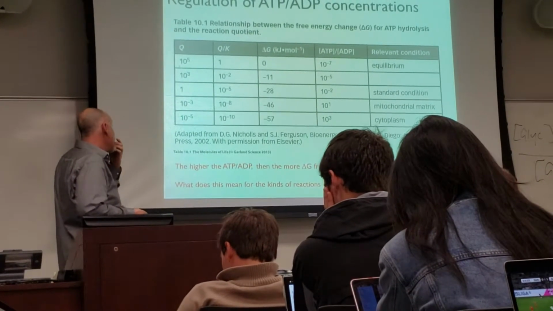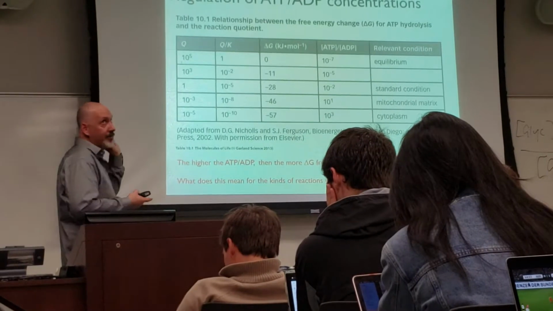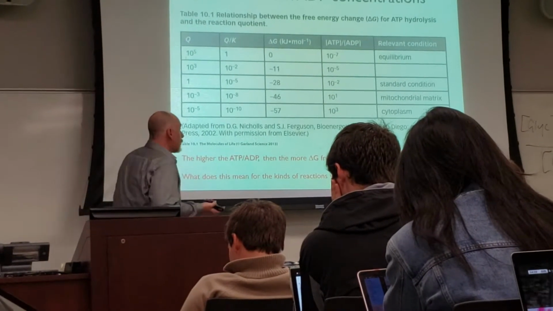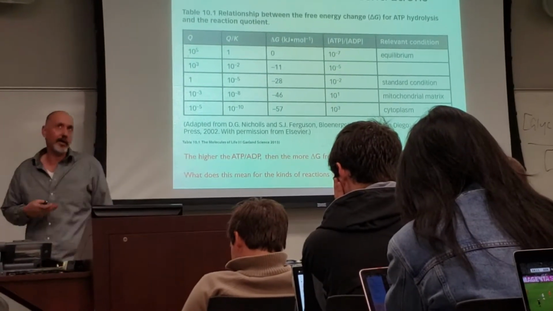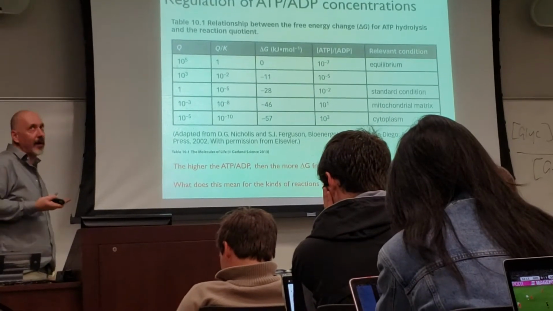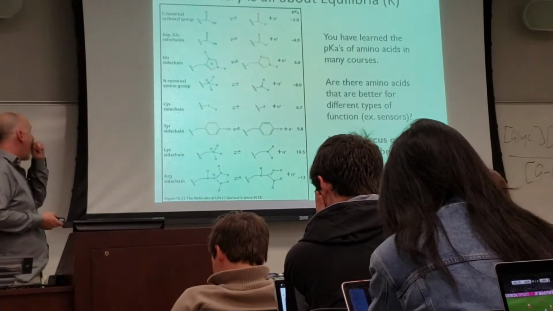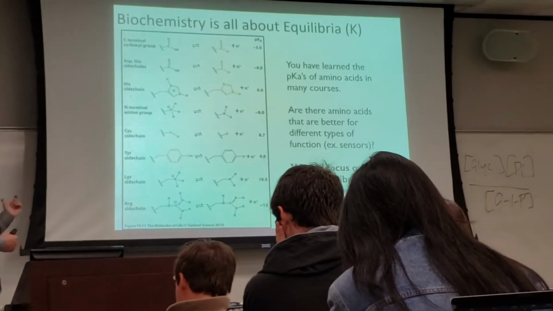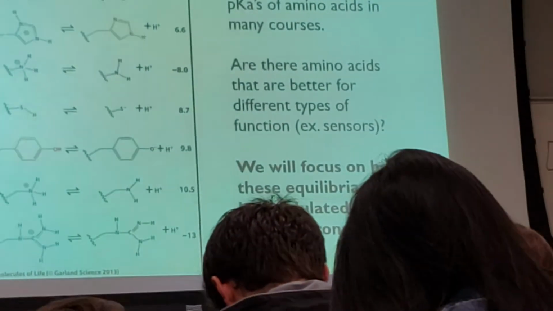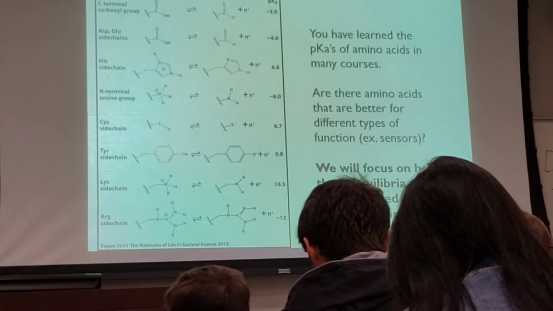Depending on how much delta G I get out of ATP, I can use it to drive different types of reactions. And we said that in these coupled reactions, that's what I may need. Not surprisingly, biochemistry is all about equilibria. You know that.